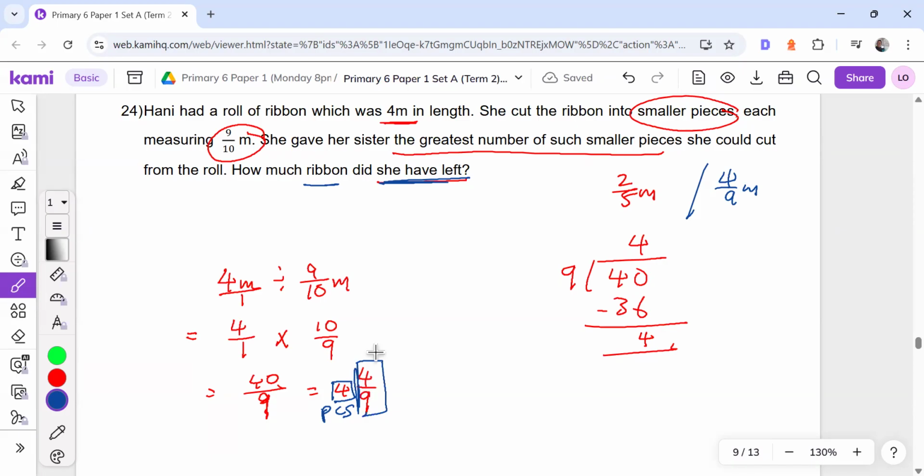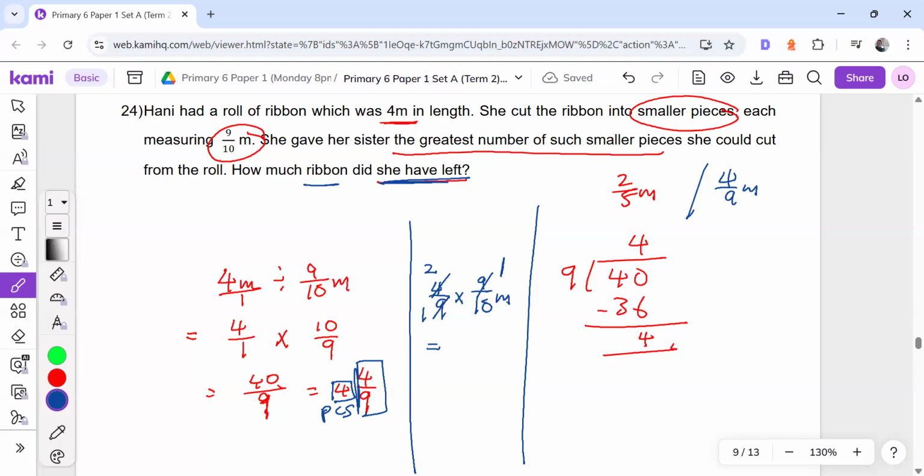So every time when you divide and there's a fraction, it means that there's a leftover that you cannot cut another piece, not enough to cut another piece. So you will have to find how much is the leftover. How do you find that? You take 4 over 9, that's the shortcut, and you multiply by the length of one piece. One piece is 9/10 meter. So you cancel, divide by 9, and then 4 divided by 2, and 10 divided by 2. Cannot cancel already, then 2 times 1, 2, and 1 times 5, 5. So what is the ribbon leftover? Which is 2/5 meter. So that is the leftover.